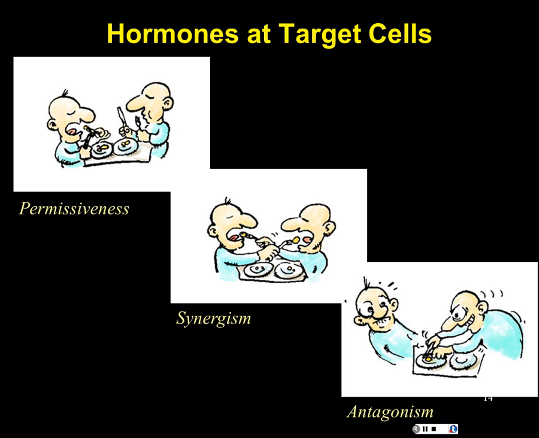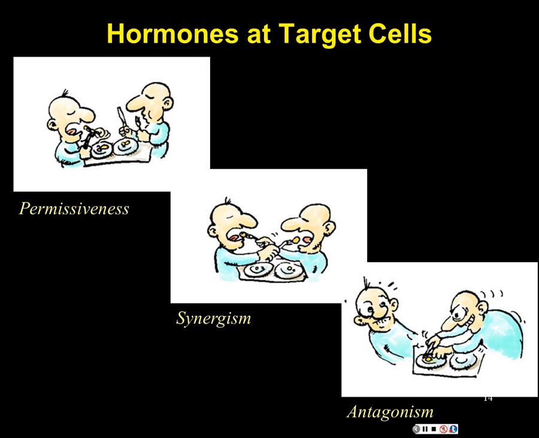But for example, if two hormones are permissive, let's say insulin, which changes our glucose receptors, and a hormone called ACTH. Okay? They're both present, they both do their own thing. They're not helping each other out. They're not hurting each other. They're having separate effects at the cell at the same time.